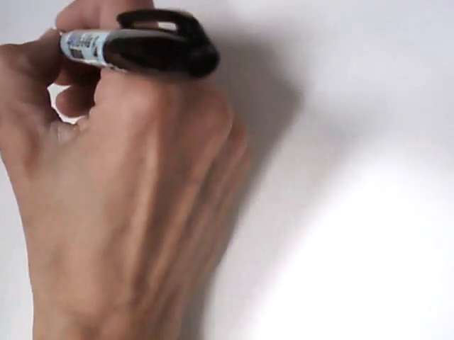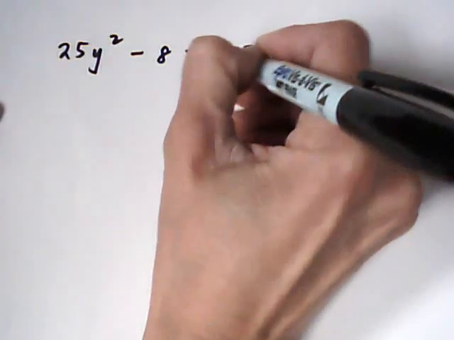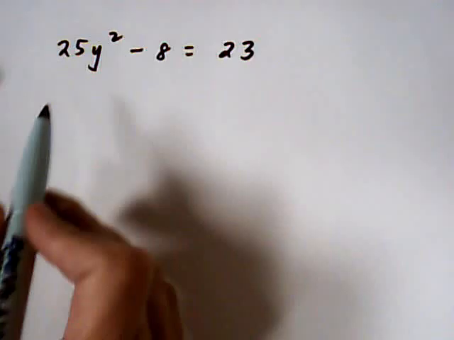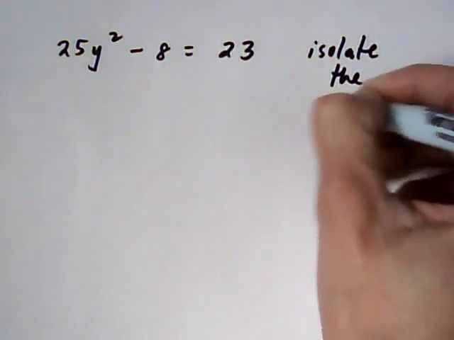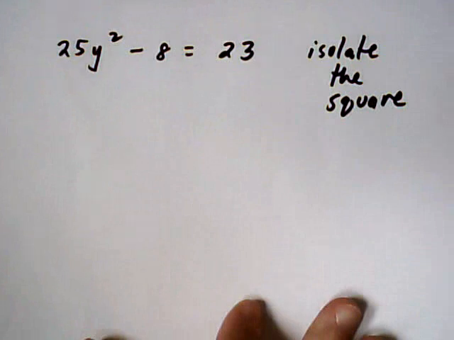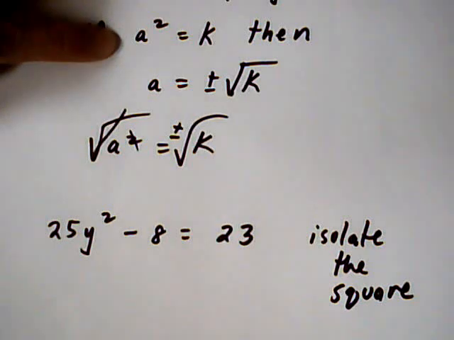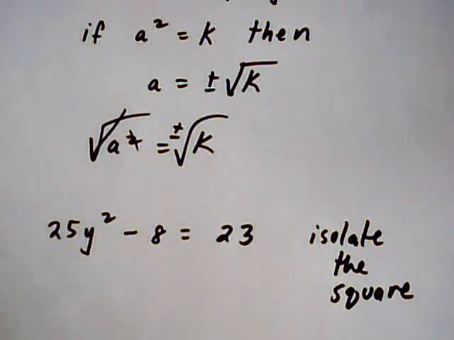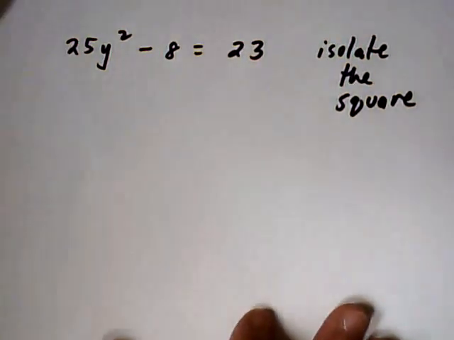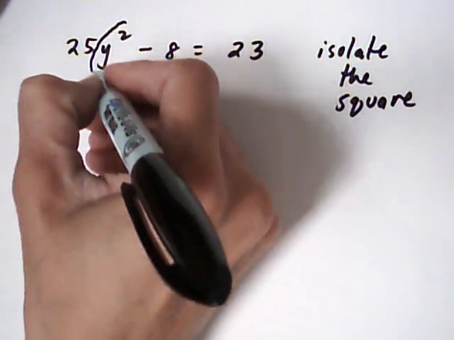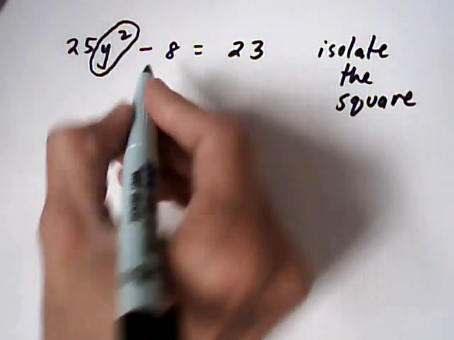The first one: 25y squared, take away 8, equals 23. The key is that you have to isolate the square. Whatever's being squared must be isolated. Once you isolate it, you use this property: you square root both sides, so the thing equals plus or minus the square root of the other side. So we need to isolate the y squared. 25 is not being squared, just the y is being squared. To isolate y squared, we need to add 8 to both sides.